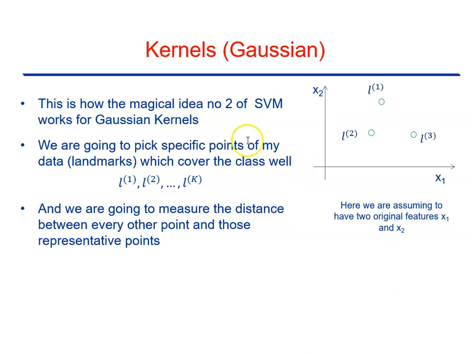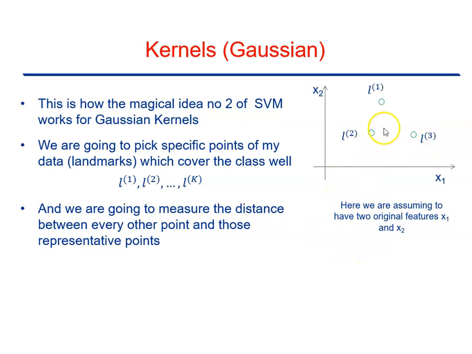Now let's talk a bit about Gaussian kernels with support vector machines. This is how the idea works. Let's suppose we have a classification problem in a two-dimensional space, x1, x2. So we have only two input features, and the data is represented somehow in this two-dimensional space. Then we identify three important points in this space, which we call landmarks: landmark 1, landmark 2, landmark 3, which cover the class well. In a way, each is like a center of the class, or the most representative point which we believe is in the data, right?